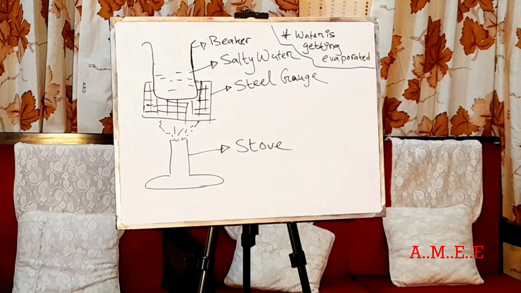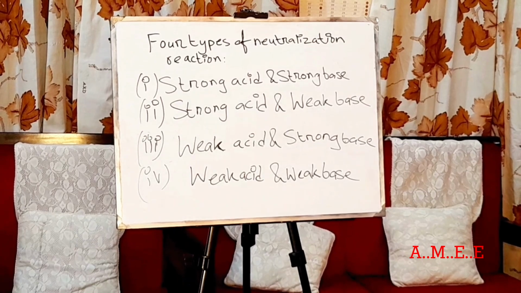Now let us see how many types of neutralization reactions there are. There are 4 types of neutralization reaction: strong acid and strong base, strong acid and weak base, weak acid and strong base, weak acid and weak base. Let me write these 4 types of neutralization reactions. As you are seeing here, I have written the 4 types of neutralization reactions.